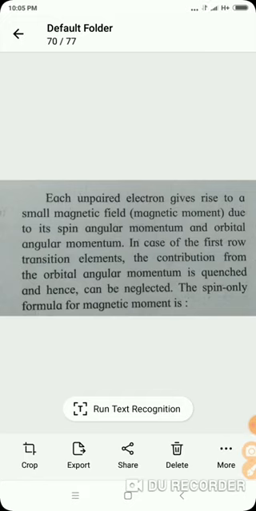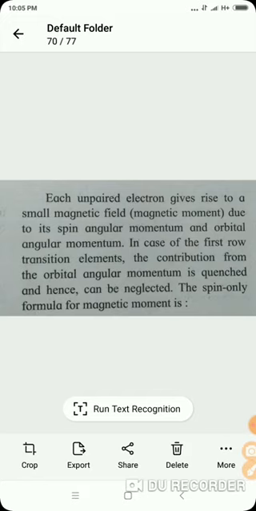But in case of the first row transition elements, means the 3d series elements, the contribution from the orbital angular momentum is quenched and hence can be neglected. The orbital contribution is neglected, so there is only the contribution of the spin angular momentum, and hence the magnetic moment can be determined from the spin only formula.